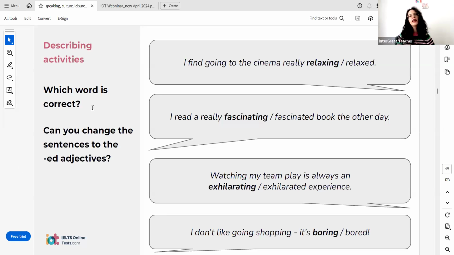this is a good exercise. Let's change these sentences into ed adjectives. But one of you already, I think, did for the last one. So I find going to the cinema really relaxing. How can I use relaxed and change this sentence? You need to change the sentence, okay?